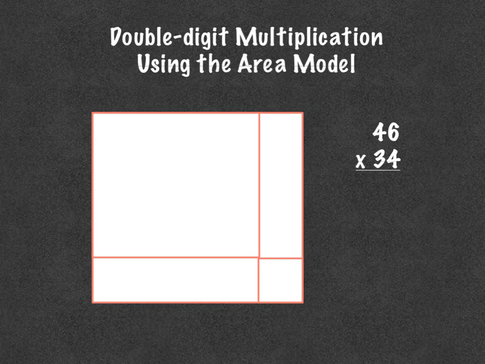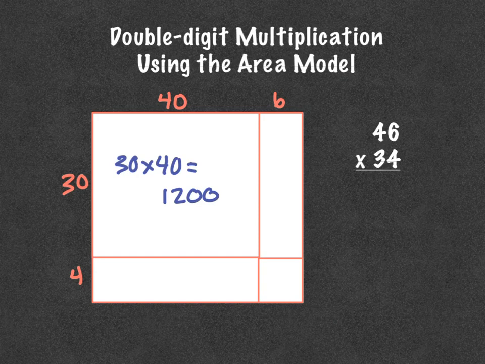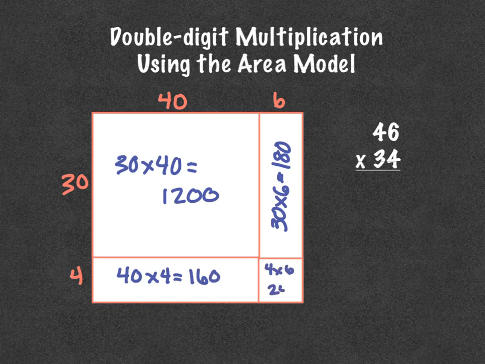All right, let's do another one. So we're going to break apart 46. 40 and 6, so 40 plus 6 is 46. 30 plus 4 is 34. So 30 times 40 equals 1,200. The next one, 30 times 6 is 180. The next one, 40 times 4 equals 160. And then 4 times 6 equals 24.